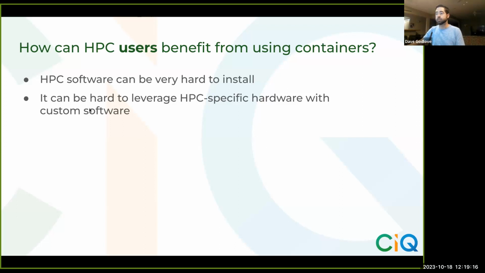Another thing that HPC users get by leveraging containers is that they can use HPC specific hardware with custom software. So I'm talking here about things like GPUs, high-speed interconnects like InfiniBand and OmniPath with MPI jobs, things like that. So Apptainer makes it really easy to leverage this kind of hardware, because once again, it was built for HPC environments.